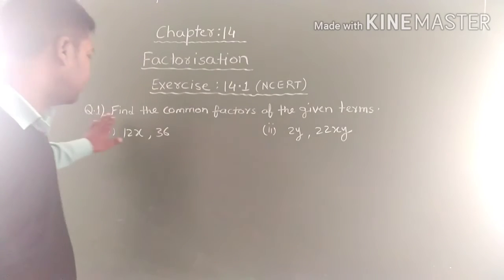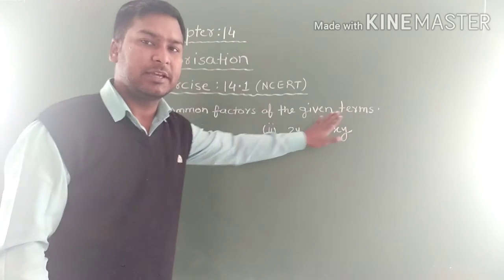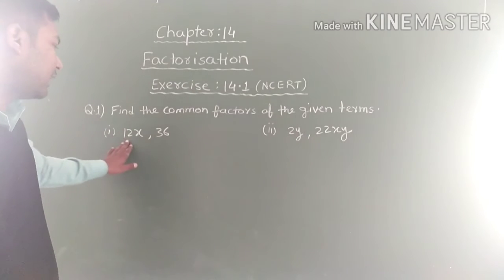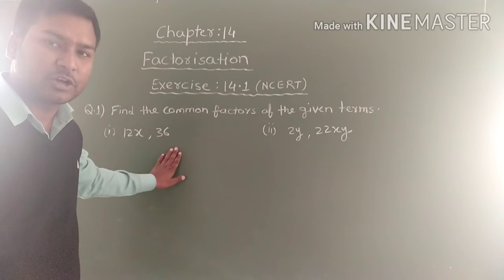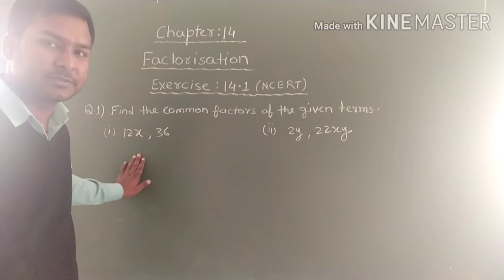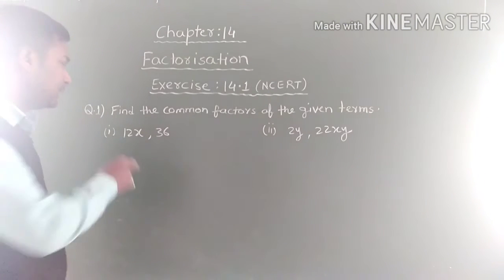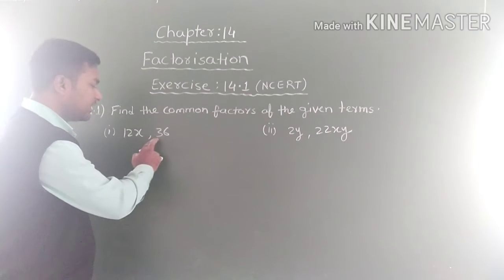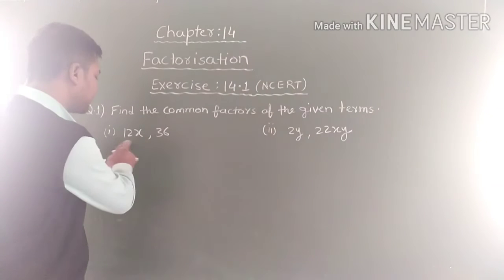Now question number 1, find the common factors of the given terms. Question number first, 12x and 36. There are two terms given and we have to find the common factor of these two terms. So how can we find it? Simply, this is 12x and this is 36. First of all, we have to find the factors of 12x.